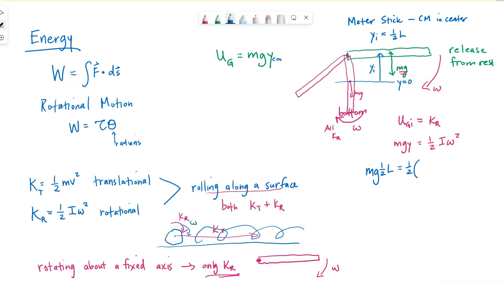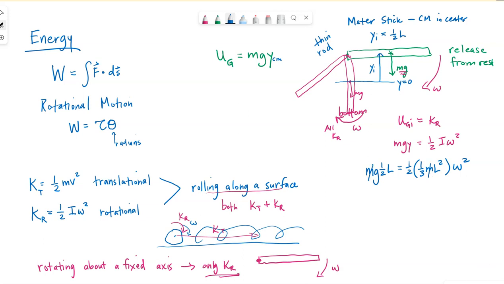I comes from the table. Now, the meter stick, as far as the table is concerned, we could model it as a thin rod rotating around its end. So off the table, I would be 1/3 mL squared. So again, make sure you're looking at that table in the test notes as well as in the textbook so that you know what the different objects are and where the rotation axes are.